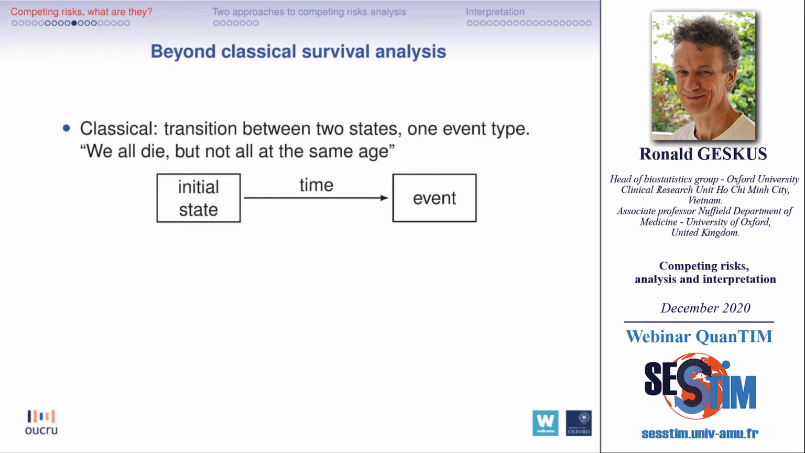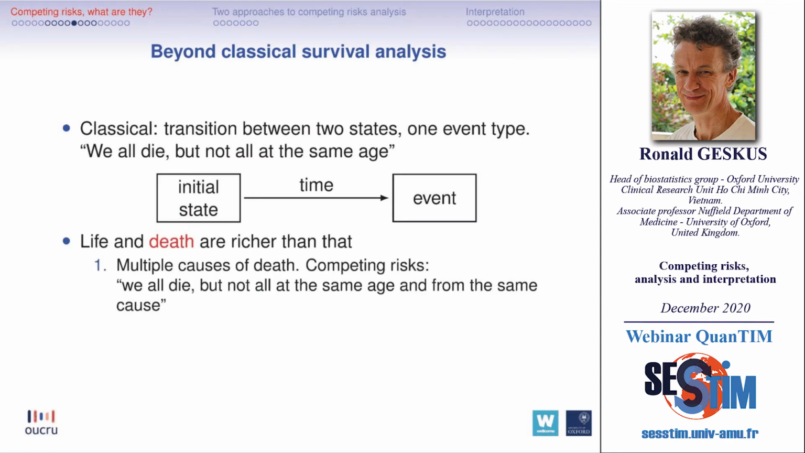In a competing risk setting, we have something extra. We are not just looking at mortality, but we are looking at different causes of death. So we do not all die at the same age, but we may also die from a different cause.